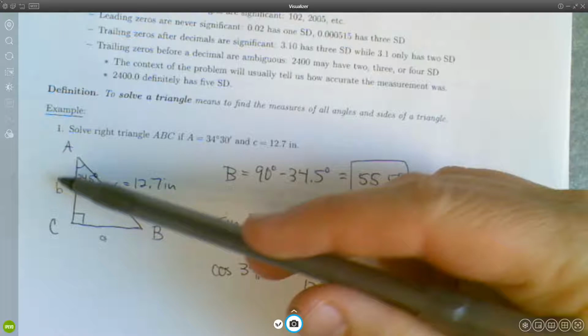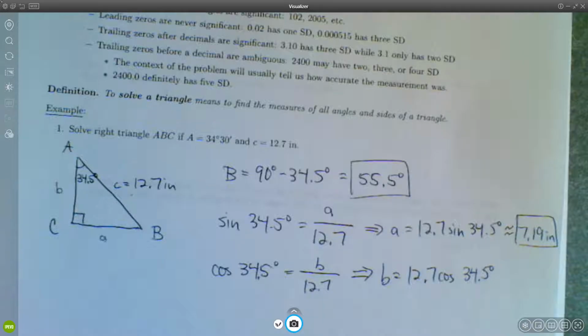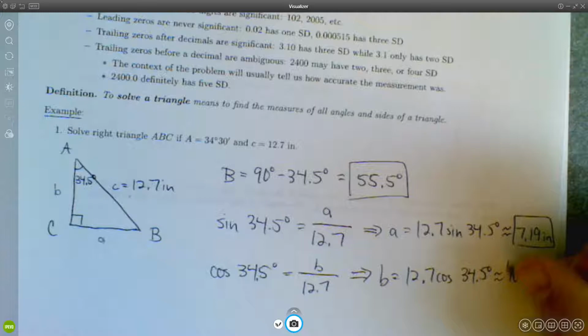But let's do 12.7 times cosine 34.5. So again, to 3 significant digits, this is about 10.5 inches. Okay, and that's how we solve a right triangle. Let's do another example.